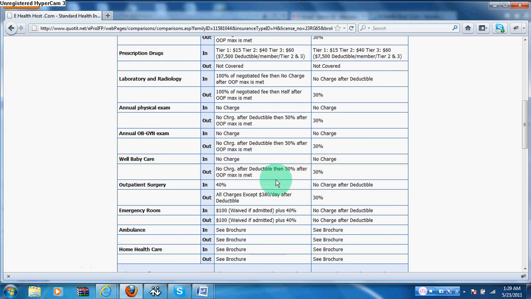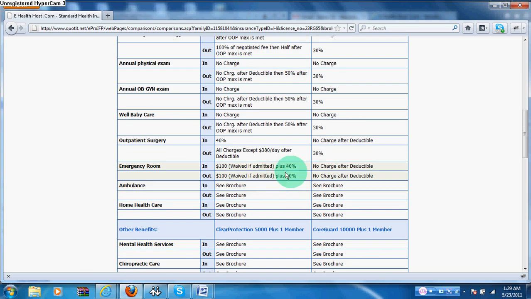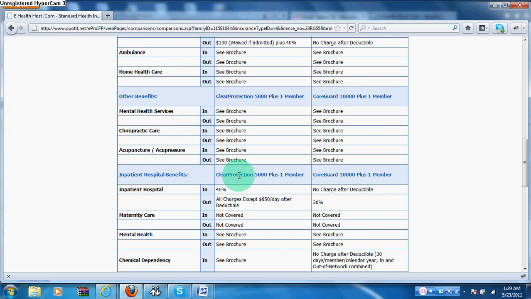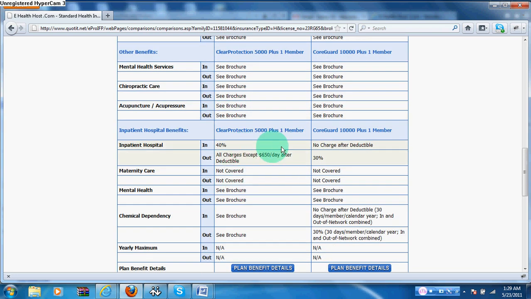But again, please bear in mind to try to stay away from the ER if you can. Obviously, you don't have any control if you need to, so please do go if it's necessary. Here, no charge after the deductible, because once you pay that $10,000, as we spoke about, everything is free. All right, so ambulance, just see the brochure about that. Home health care, most likely that's not covered. Mental health, most of that isn't covered. Chiropractor, inpatient hospital, same as outpatient, not much difference there.